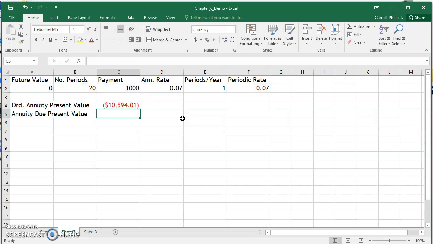We hit enter, and notice again, it's thinking about this in an accounting sense. So your value is negative because you're having to pay that out to generate this income stream going forward.